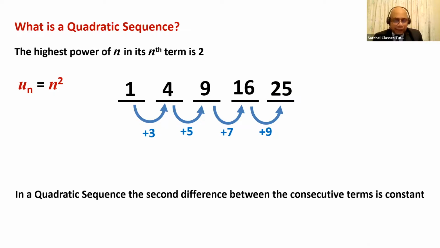The second difference would be the difference of these differences. For example, 5 take away 3 is 2, 7 take away 5 is 2, 9 take away 7 is 2. So as you can see, the second difference, which is the difference of the differences, in a quadratic sequence will always be constant. As you can see, it's always 2 in this particular case. It can be any other value, but it's always constant, right?